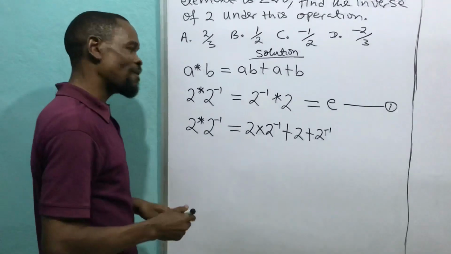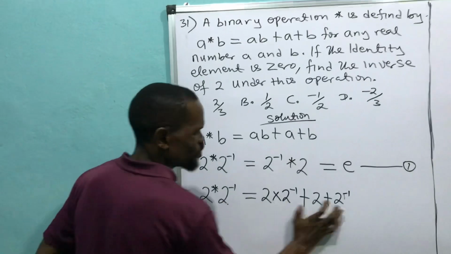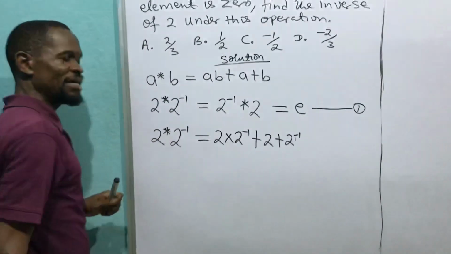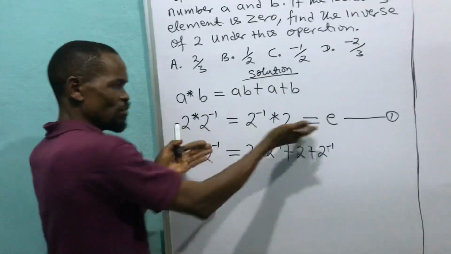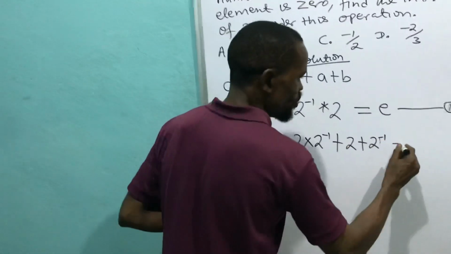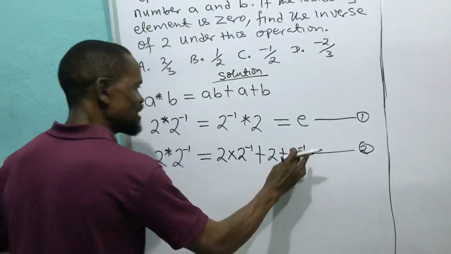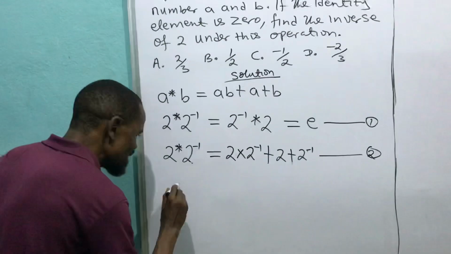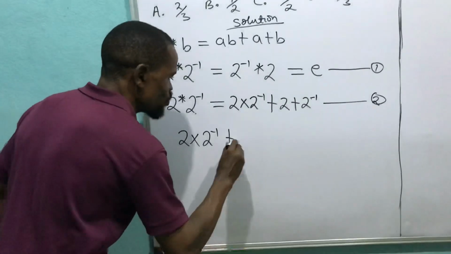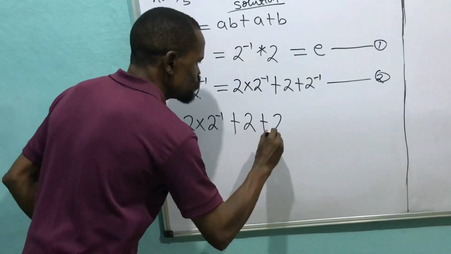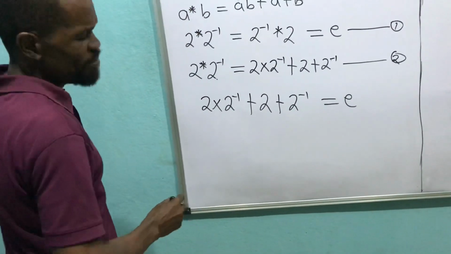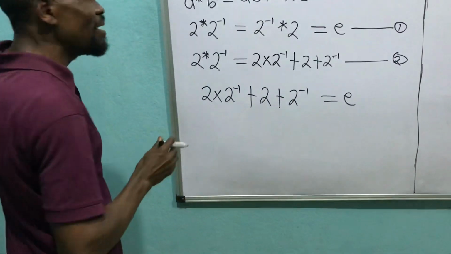B. Then now, this is equal to this. The same is equal to what? An identity element. This is equal to the identity element. This is also equal to this. I can call this equation 2. That implies that 2 times 2 inverse plus 2 plus 2 inverse is equal to the identity element. And remember what they told me, that the identity element is 0.